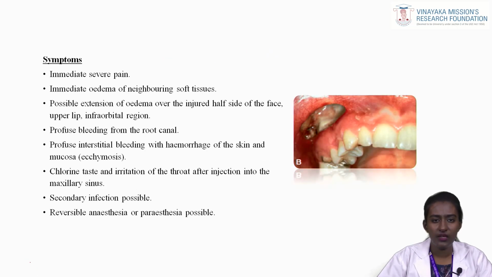The symptoms will be immediate severe pain and edema of the neighboring soft tissues, and this edema can also extend over the injured half side of the face, upper lip, and infraorbital region. There may be profuse bleeding from the root canal and profuse interstitial bleeding with hemorrhage of the skin and mucosa, ecchymosis. The patient will experience a chlorine taste and irritation of the throat after the injection into the maxillary sinus. Secondary infection is possible, and reversible anesthesia or paresthesia is possible.